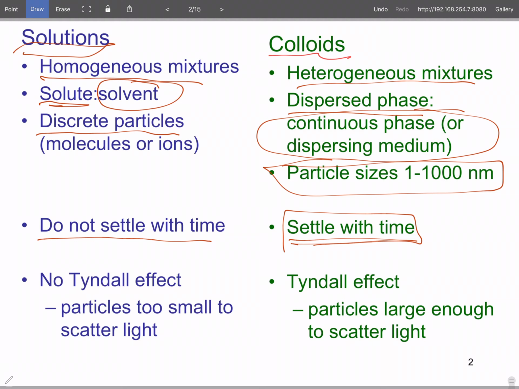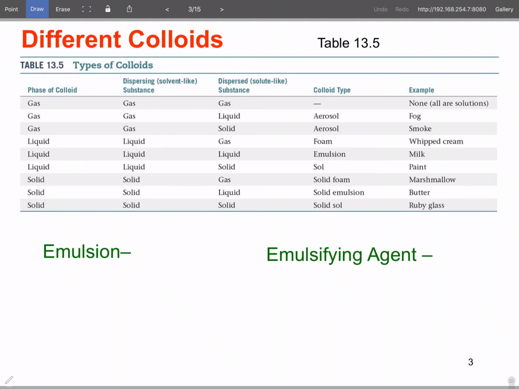Now, the other huge thing is that solutions have no Tyndall effect, whereas colloids do. And this is the easiest way to differentiate between a colloid and a solution if it's clear. And what the Tyndall effect is, particles are large enough to scatter the light. So what you'll see, light particles, and this is really cool, and we'll get to that in just a second, but different colloids. One of my personal favorite colloids is marshmallows. Okay, butter, ruby glass, fog, smoke is one.